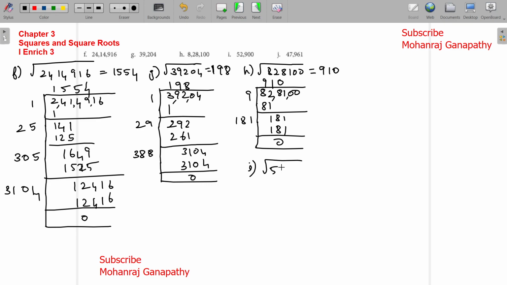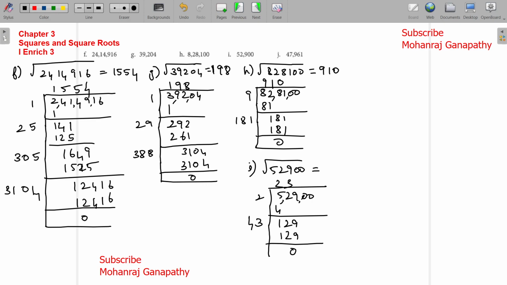I. Square root of 52900. Separate the last two digits. 2 twos are 4. 129. 2 twos are 4 into 3. 3 threes are 9, 4 threes are 12, remainder 0. For another 0, you can include one 0 at the last. So 230 is the square root of 52900.